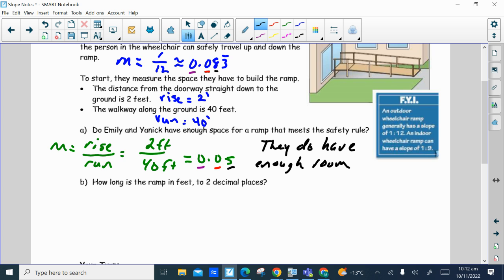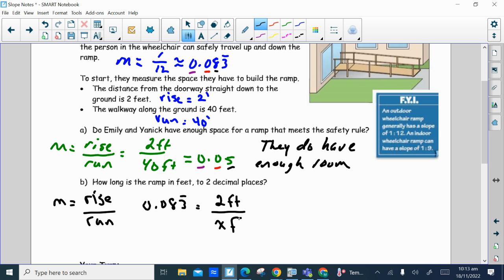So what part B is asking, how long is the ramp in feet to 2 decimal places? So that's asking how long would the ramp be if the slope is exactly 0.083 repeating. So again, we know that m, the slope, is rise over run. That's the formula that we've been using all along. Now we're going to say, what if the slope is exactly 0.083 repeating? The rise is 2 feet. We wanted to know what the run would be in feet.